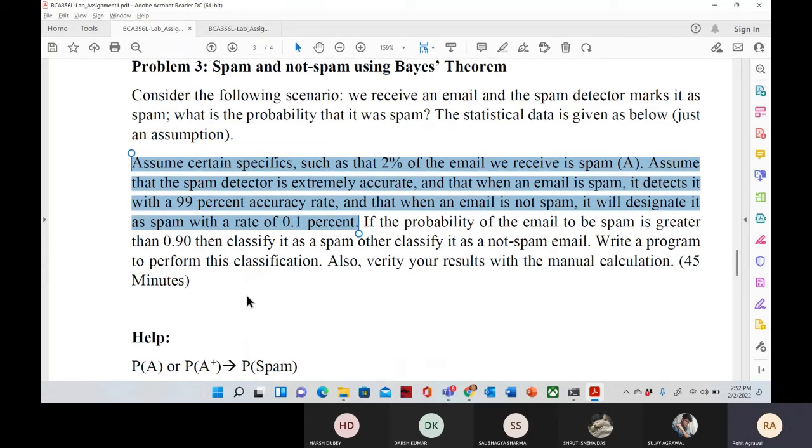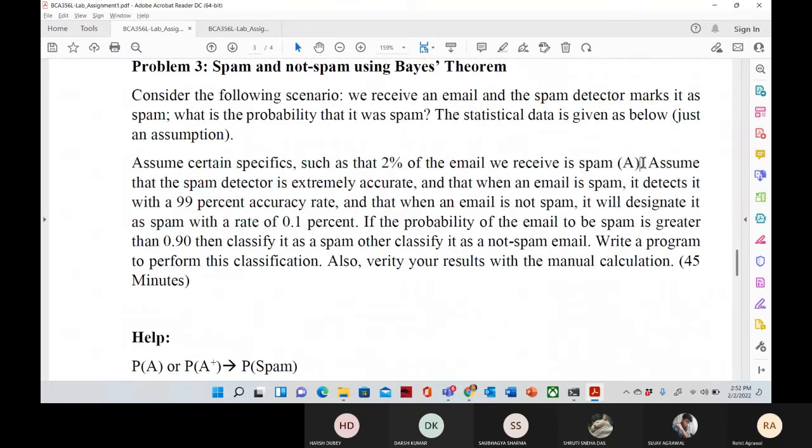2% of the emails we receive are spam. In the bracket I have written P of A is spam, so suppose event A is spam. P of A, that means the probability of an email to be spam, is only 2%. Out of 100 emails, 2 are spam emails. So P of A is given as 0.02. That is fine.